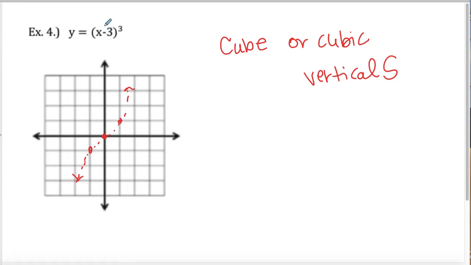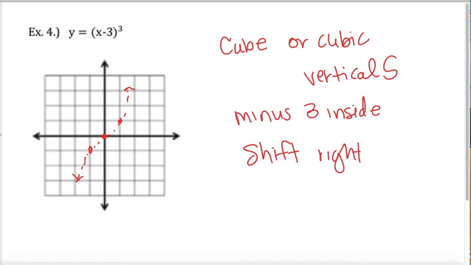And now my transformation that I'm noticing is this minus 3. Now it's inside the function because this cube is being applied to it. So it's a minus 3 inside. And so when we're inside the function adding and subtracting, we know that we're going to be shifting left and right. And inside the function, it's a little bit opposite of what you think it's going to be. So minus 3 inside is we're going to shift right by 3. And so I'm going to take each of my 3 parent points and shift right 3.